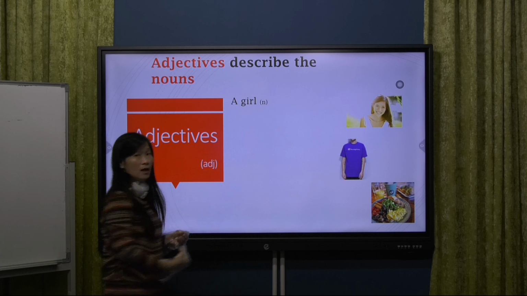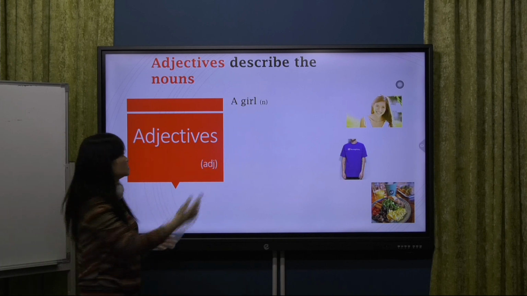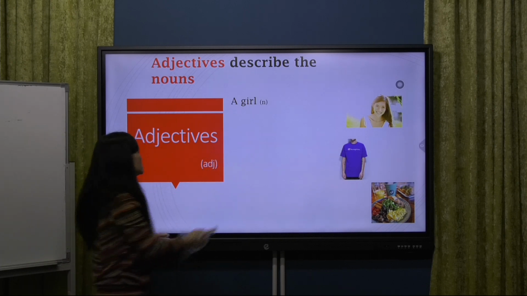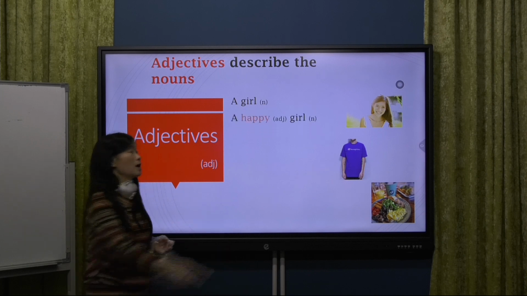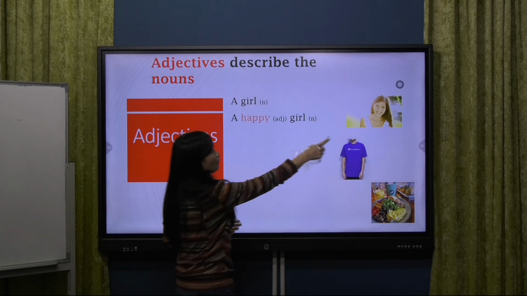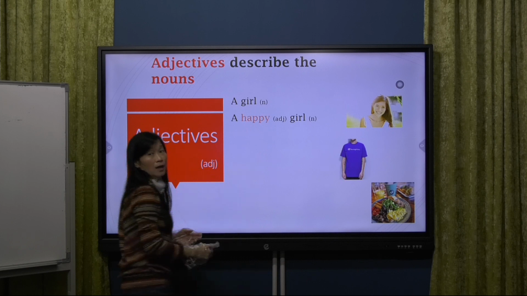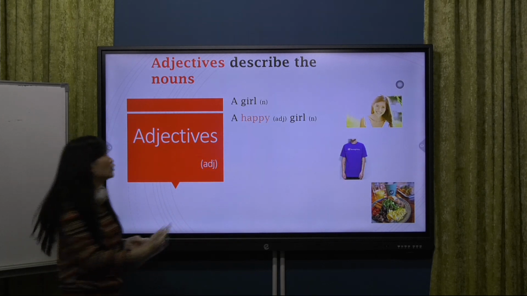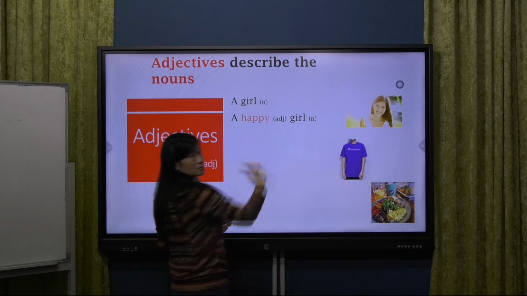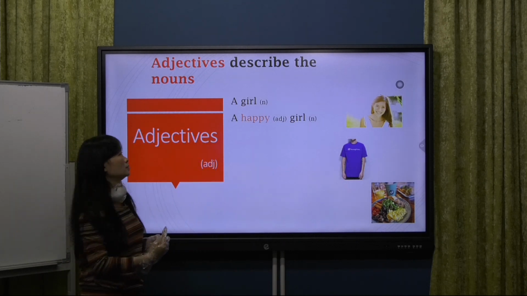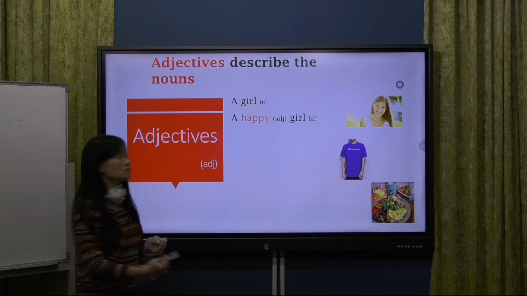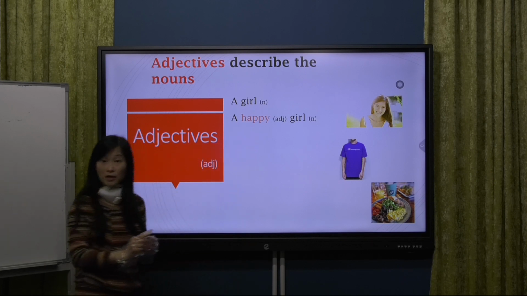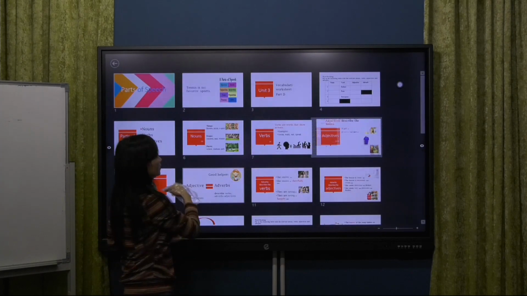A girl is a noun. I want to tell you more about this girl. She is a happy girl. So happy is an adjective. An adjective that tells you more about the girl. So it describes the noun girl. So this is adjective, ADJ.